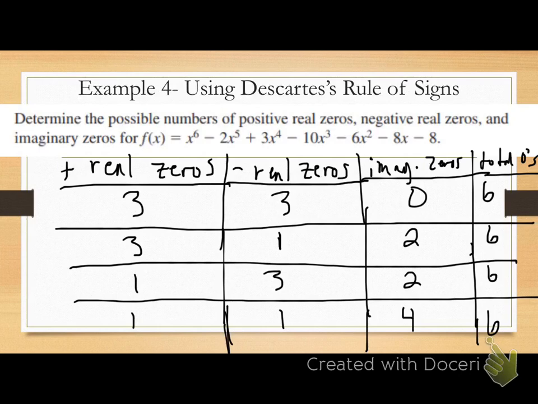I could have 3 positive, 3 negative, 0 imaginary; 3 positive real, 1 negative real, 2 imaginary; 1 positive real, 3 negative real, 2 imaginary; or 1 positive real, 1 negative real, and 4 imaginary zeros. This just tells me, like I said, all my possible outcomes of my types of zeros. It doesn't actually give us our zeros. We would have to use rational root theorem and synthetic division and all our other methods to find the actual zeros, but this gives us a good idea of the numbers of zeros and types of zeros we might have.